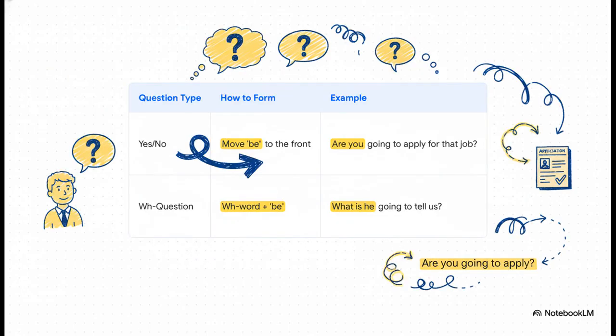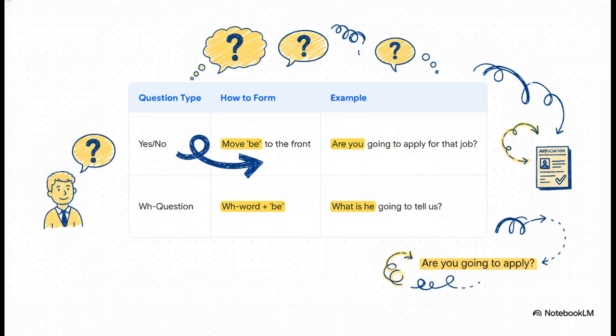And how about questions? Just as simple, I promise. You just take that be verb, the am, is, or are, and you pop it right at the beginning of the sentence. So the statement, you are going to apply, instantly flips into the question, are you going to apply?